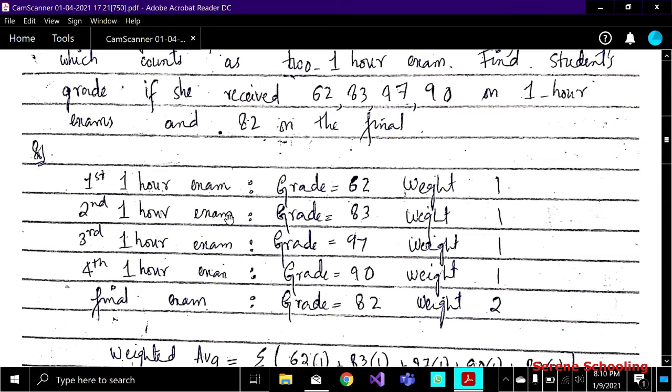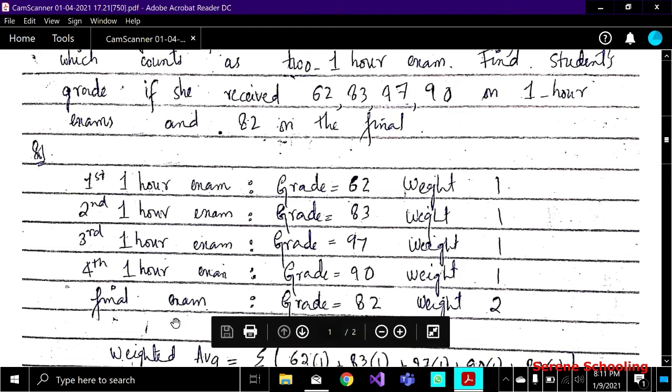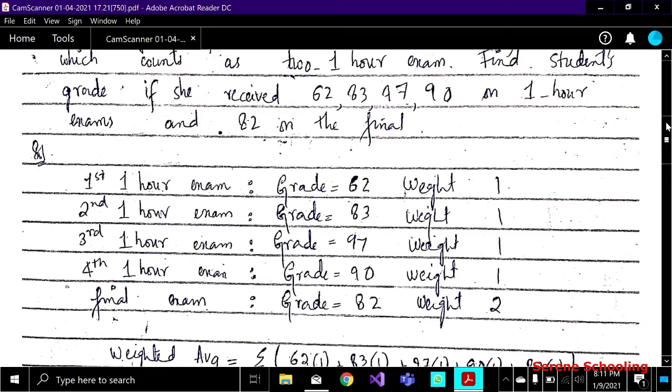In the first 1-hour exam the grade is 62 and its weight is 1. How 1? Because we are told there are 4 1-hour exams. You can write it like this: first, second, third, fourth, and they are all 1-hour exams, so the weight is only 1. But we are told the final exam counts as 2 1-hour exams, which means we have to write its weight as 2. And this is the grade of the final exam. I hope you have gotten it. Just read the statement once again, you will understand it.